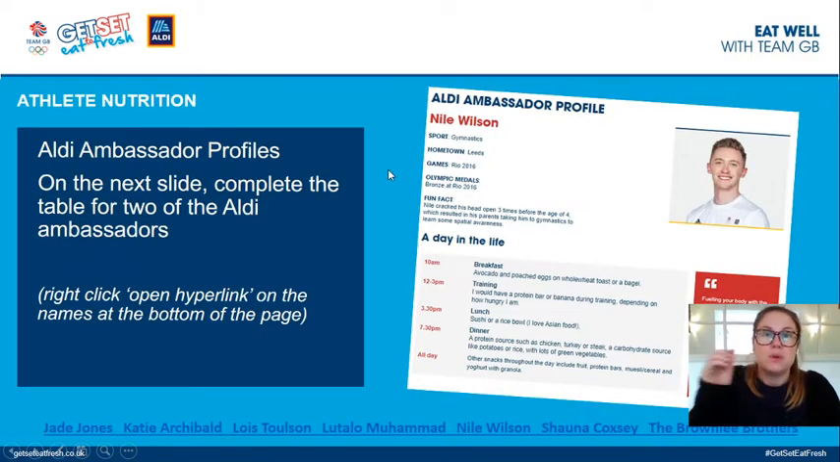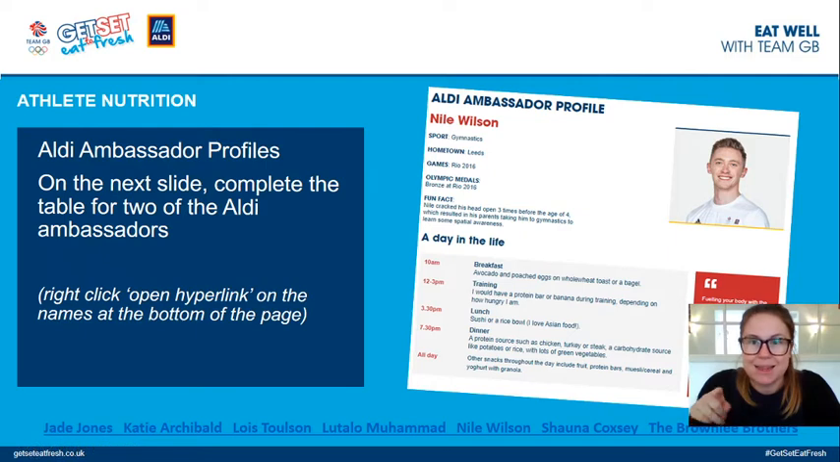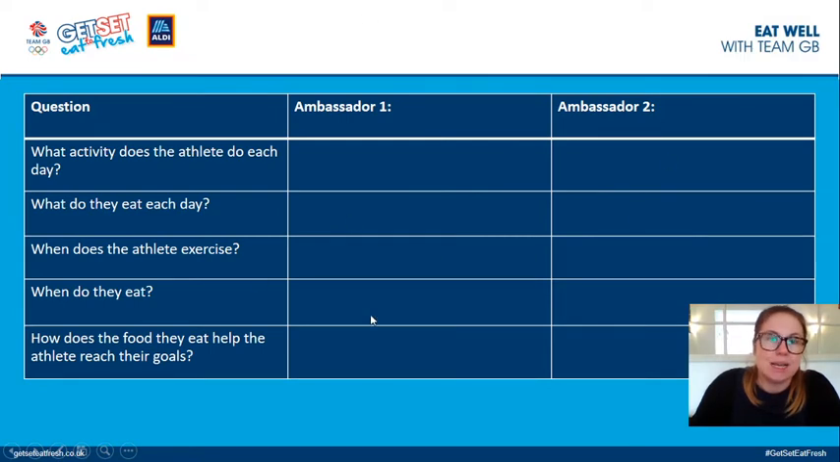What you're then going to do with the information from the video, and there are these Audi ambassador profiles that you're going to use as well, you're going to fill in this table. So you're going to find out what activity one athlete and then two athletes do each day, the food they eat, and whereabouts in the day the athlete exercises. Is it early in the morning, in the evening, throughout the day, more than once? When they eat, and it's really interesting to see when they eat in relation to when they train.